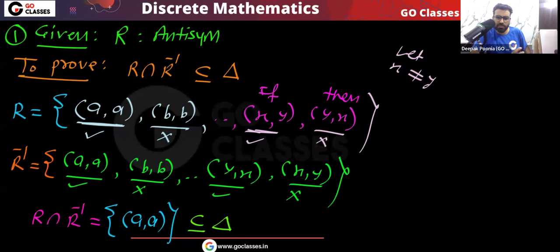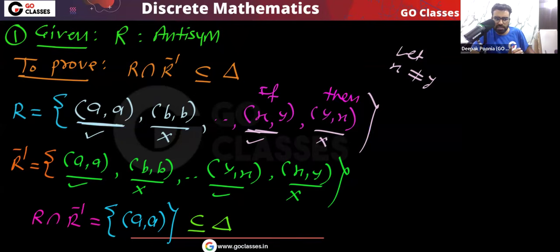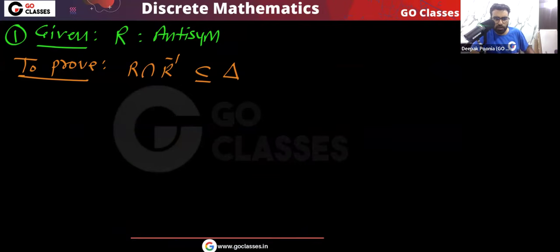Okay, let me just give you another proof, which will feel more formal. But I hope you understood this, that we are proving using the structure of R, because R is antisymmetric. So using the structure of R, we are proving it. But let me quickly tell you another formal proof, or I can say proof 2.